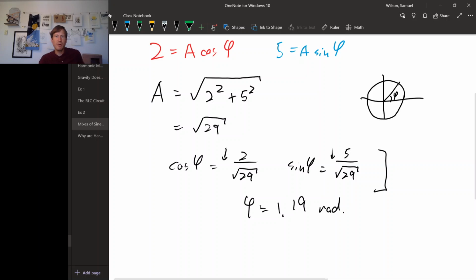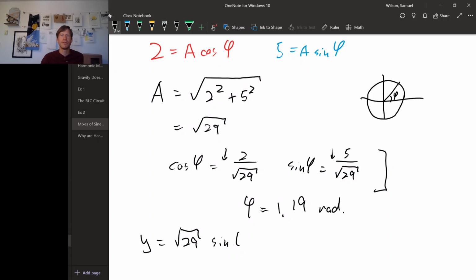So now we know that that original sinusoidal function we started with is square root of 29 times sine of 4t plus 1.19. So the amplitude is square root of 29, and the phase shift is 1.19. Whether you want to write this particular function as a sinusoid like this, or as it started with the separate sine and cosine, really depends on what you're going to be doing with this function. So it kind of is context dependent, and so you do have to know how to go between the two representations.